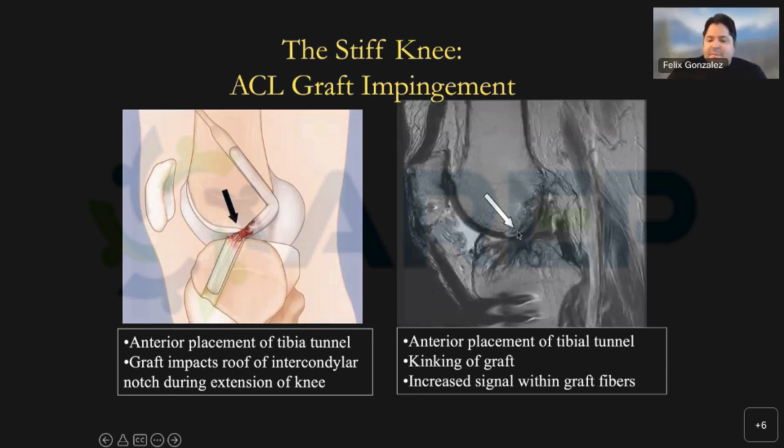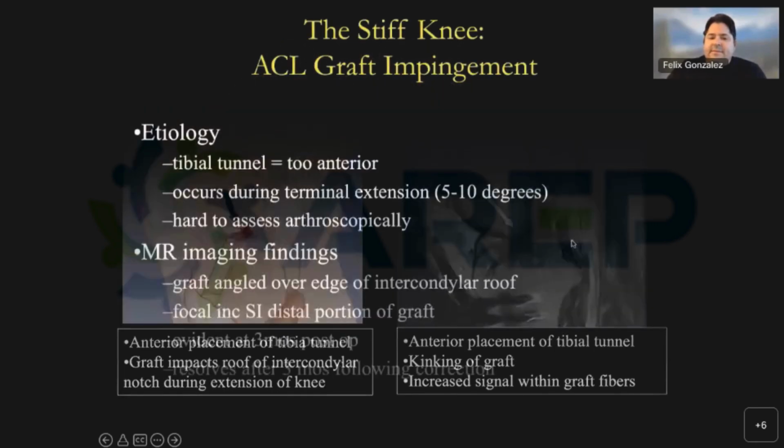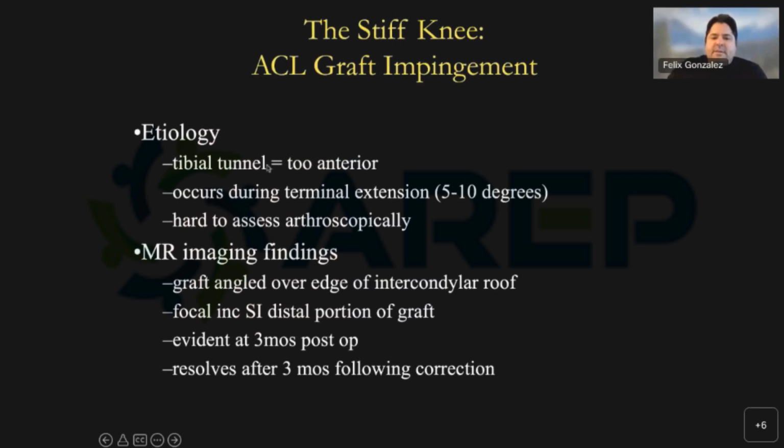You can see sometimes what happens: you get osteophytes that form at the notch level, the roof of the notch, completely crushing those ACL graft fibers, which over time will lead to OA, arthritis, right? Meniscal pathology, and also complete failure of the graft. Usually, the tibial tunnel is too anterior. If you have a graft failure, it occurs on terminal extension, right at the very end of extension, and it's very hard to assess arthroscopically, and hence the MRI plays a pivotal role in telling the surgeon what the problems are.